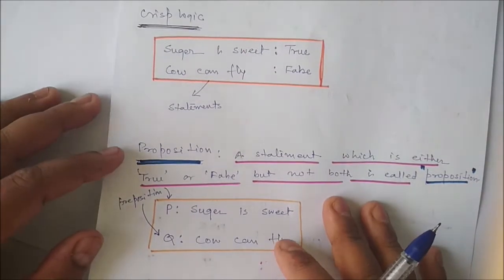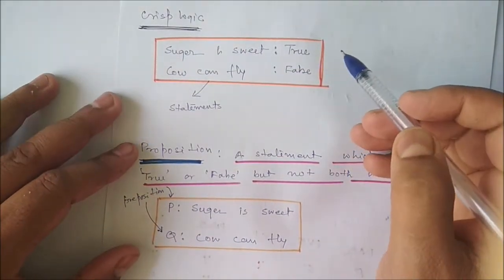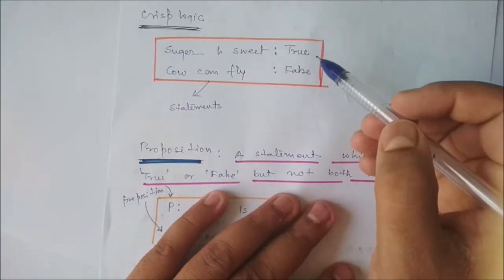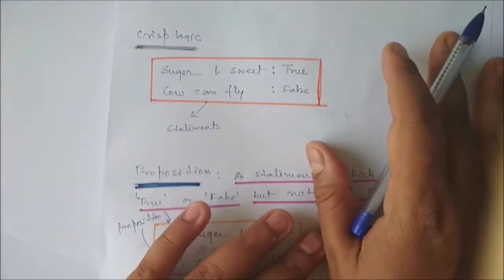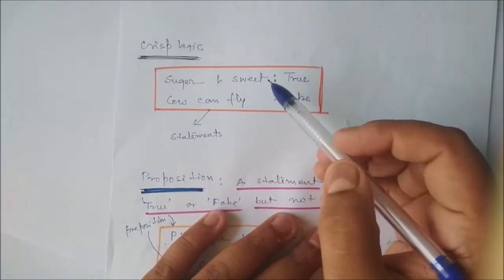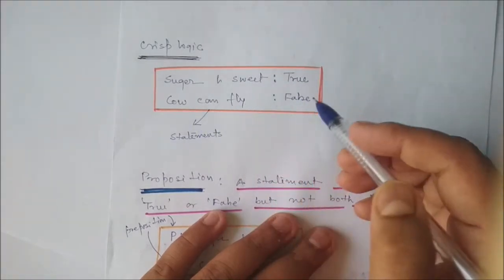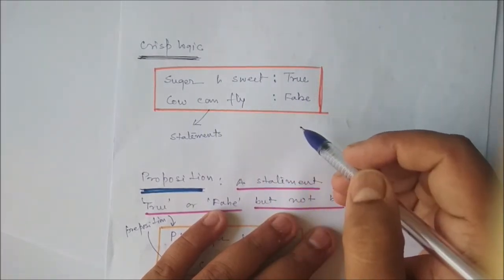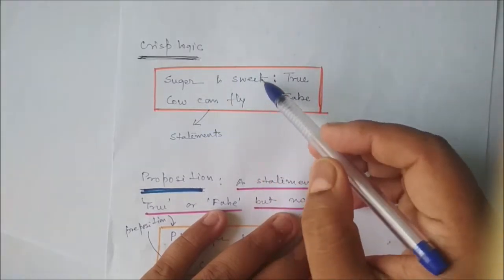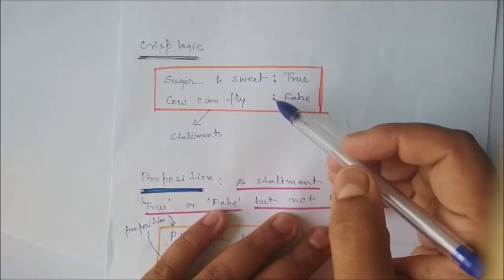So in crisp logic, only two states are there, either true or false. Suppose one statement is there, say sugar is sweet, definitely that is a true statement. Cow can fly, definitely it is a false statement. So we can say whether that statement is true or false.